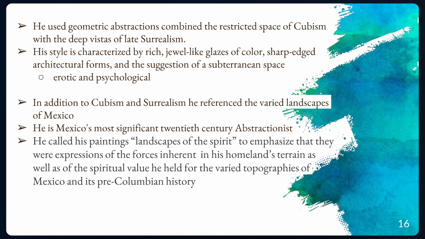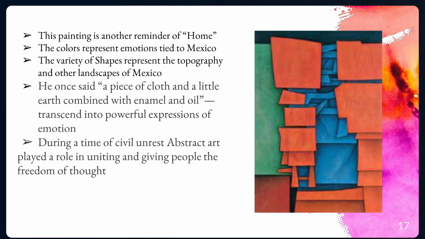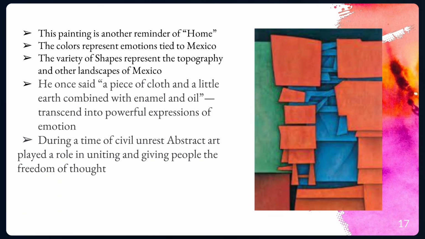He called his paintings landscapes of the spirit to emphasize that they were expressions of the forces inherited in his homeland's terrain, as well as the spiritual value he held for the varied topographies of Mexico and its pre-Columbian history. His painting, called Red and Blue, was a reminder of his home. The colors represented emotions tied to Mexico and the different topographies and landscapes of Mexico.